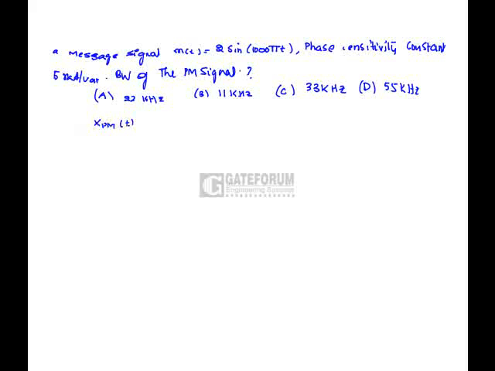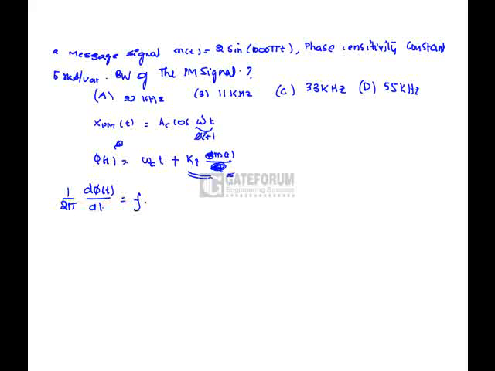Here, suppose we are indicating the PM signal as Ac cos of omega t. Here, suppose I call this phi of t, this is the phase. So phi of t is equal to omega c t plus kp m of t. Because m of t is in volts, the kp must be radians per volt in order to add to this constant in radians. So d phi of t by dt, times 1 by 2 pi, is the instantaneous frequency, which is equal to fc plus kp by 2 pi dm of t by dt.